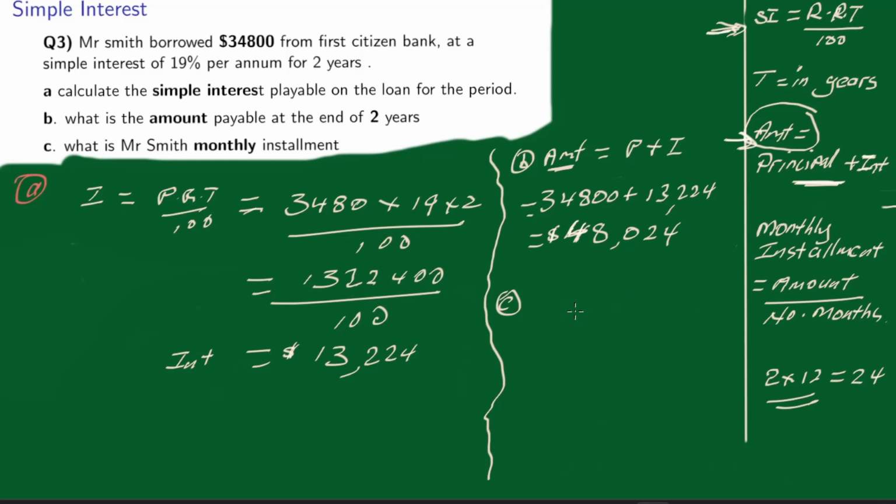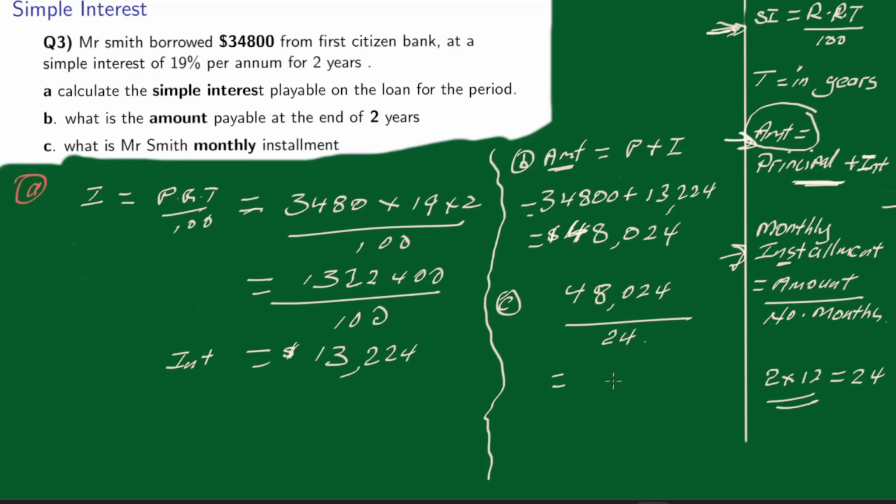Now, looking at part C, we want to know what is the monthly installment. So the monthly installment equals the amount over the number of months. We already worked out the amount, so the amount is 48,024 over the number of months. However, we are given years, so we are given 2 years. So 2 multiplied by 12 will give us 24 months for the loan, which is 24.